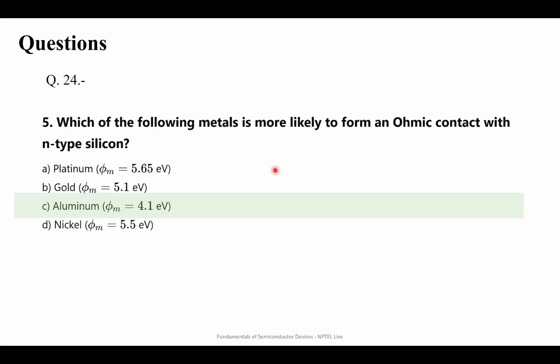And we just read that for n-type, to get an ohmic contact, your metal work function should be less than your semiconductor work function, which in this case is only valid for aluminium. So you see, in silicon devices, gold, platinum, and nickel are not used to make contacts. You either use aluminium or copper.